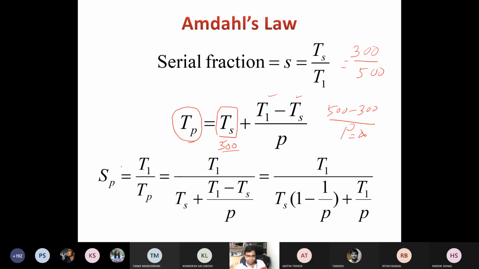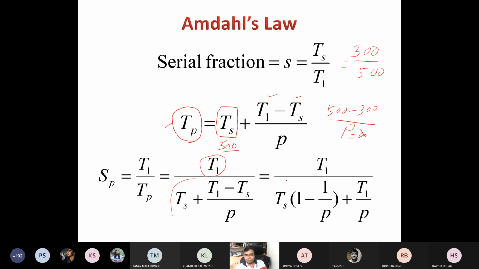So ultimately, what is the speed up? Speed up SP is equal to T1 by TP. And what is TP? Parallel time on P processors. The time on P processors is the same thing: T1 by TS plus T1 minus TS by P. And what we are doing is just rearranging the things, nothing else.